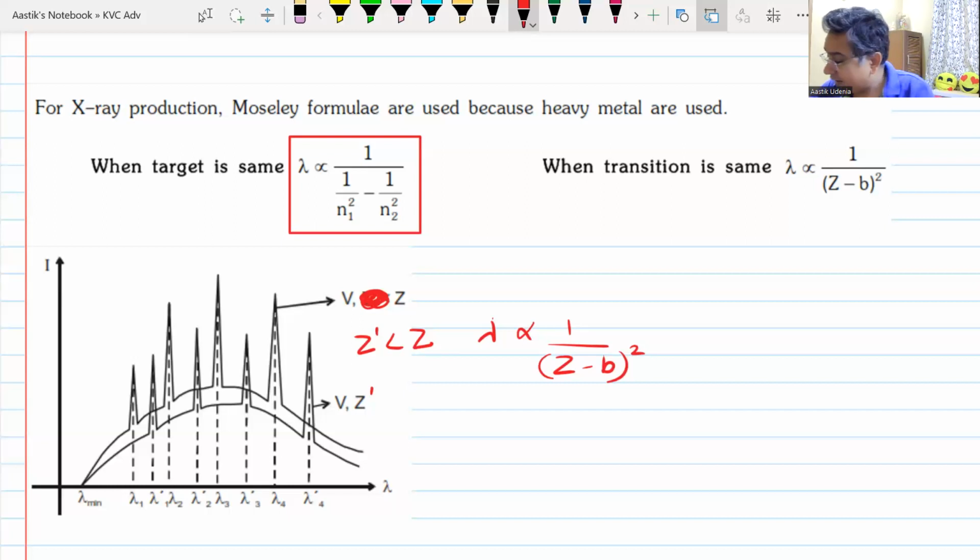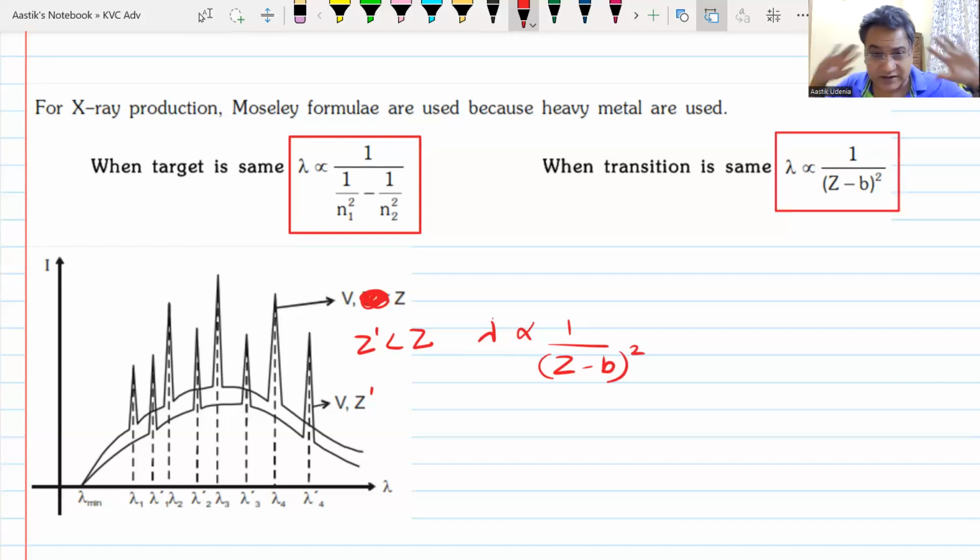Yes. If the transition is same, then lambda will be inversely proportional to z minus b square. Do we remember this? Do we understand this? Same question of Bohr's. When a transition is made from third to 2 or 1 or 2 to 1 or 4 to 2, same question can be made for characteristic X-rays. Do we understand this? Yes, sir. I'll give you a minute to note this down.